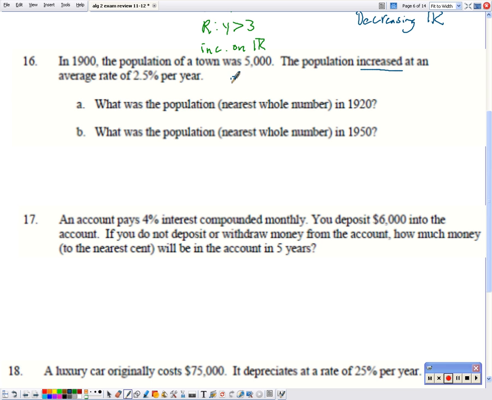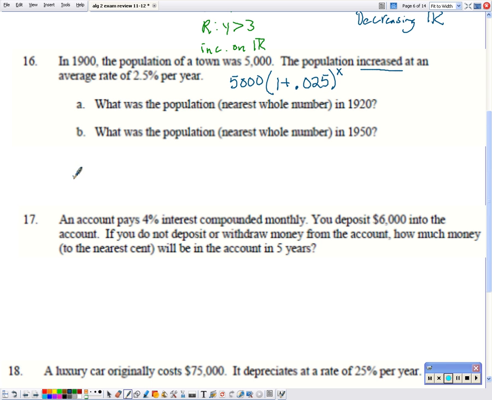To write my growth function, I'm going to start with my initial value. And because it's a growth function, it's going to be 1 plus my rate as a decimal. So it's like 100% plus 2.5%. We write 2.5% as 0.025 and raised to x for the number of years since 1900.